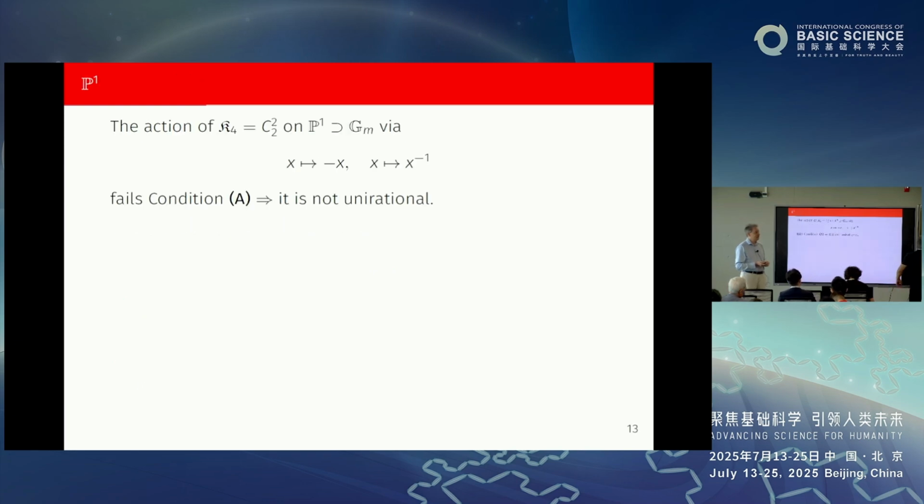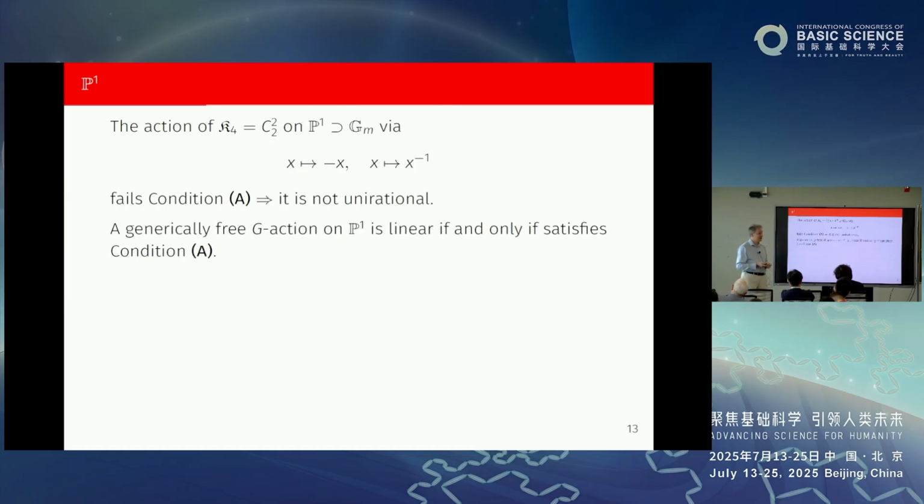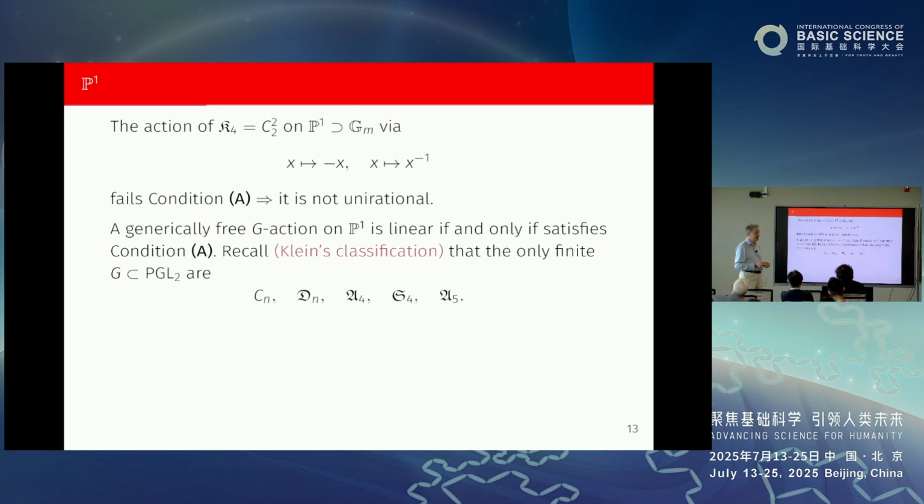Now, let's go back to our Klein 4 group acting on P1. The condition A, to me, will be that there are fixed points on restriction to all abelian subgroups. It is not satisfied in this case, so the action is not unirational, is the definition that I had. So a generically free action on P1 is linear if and only if it satisfies condition A.